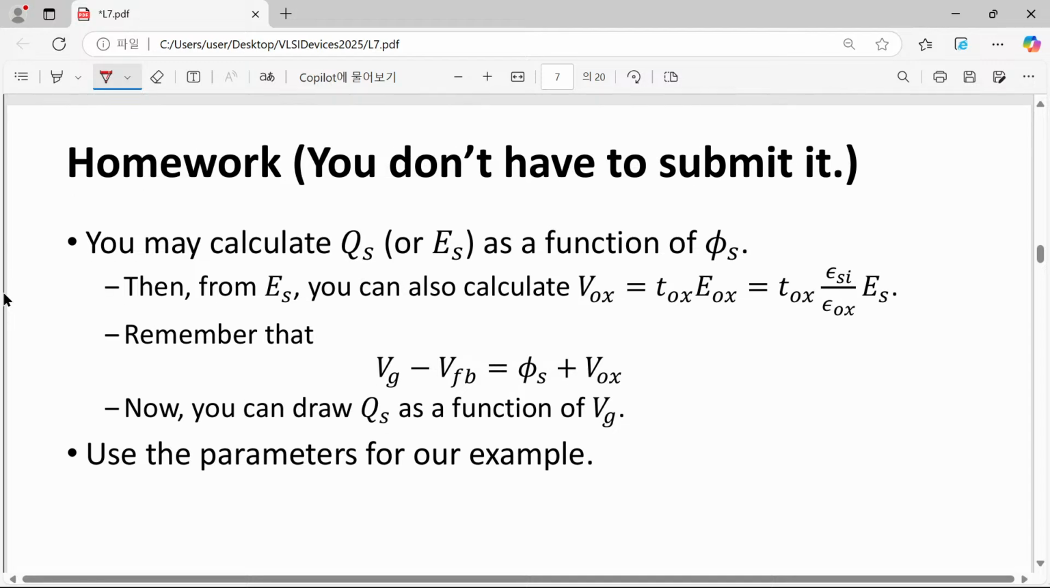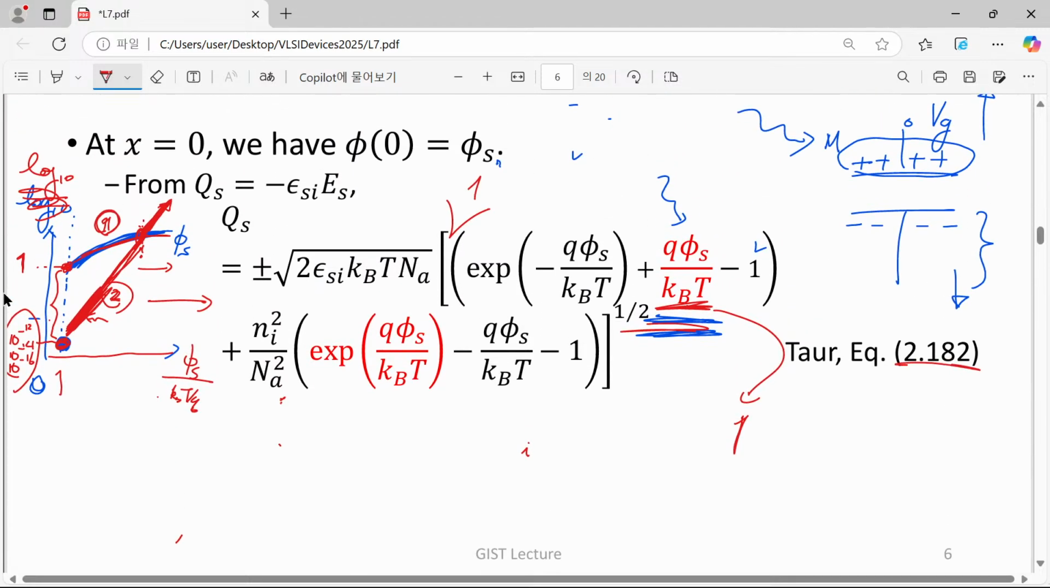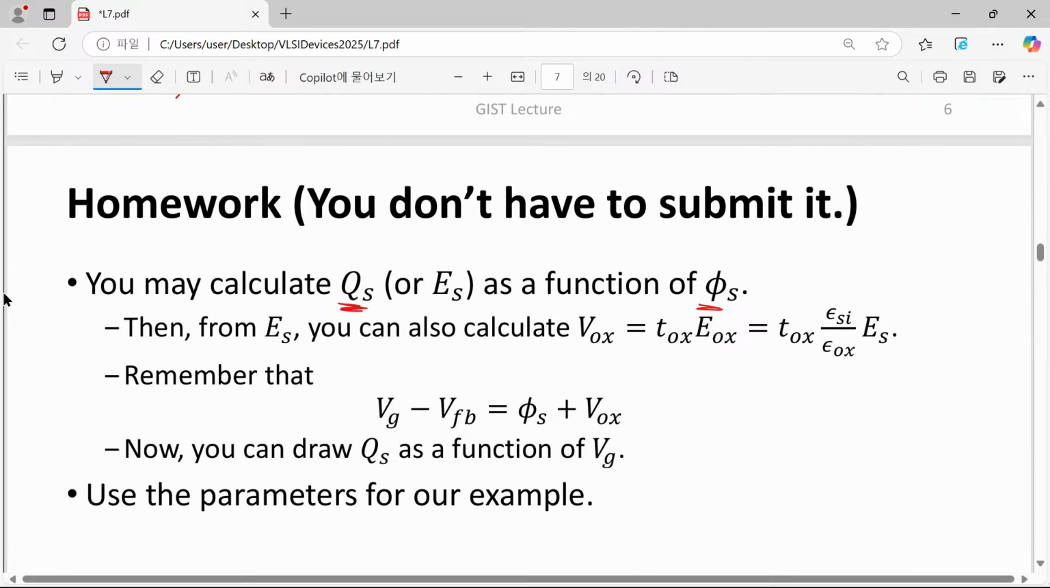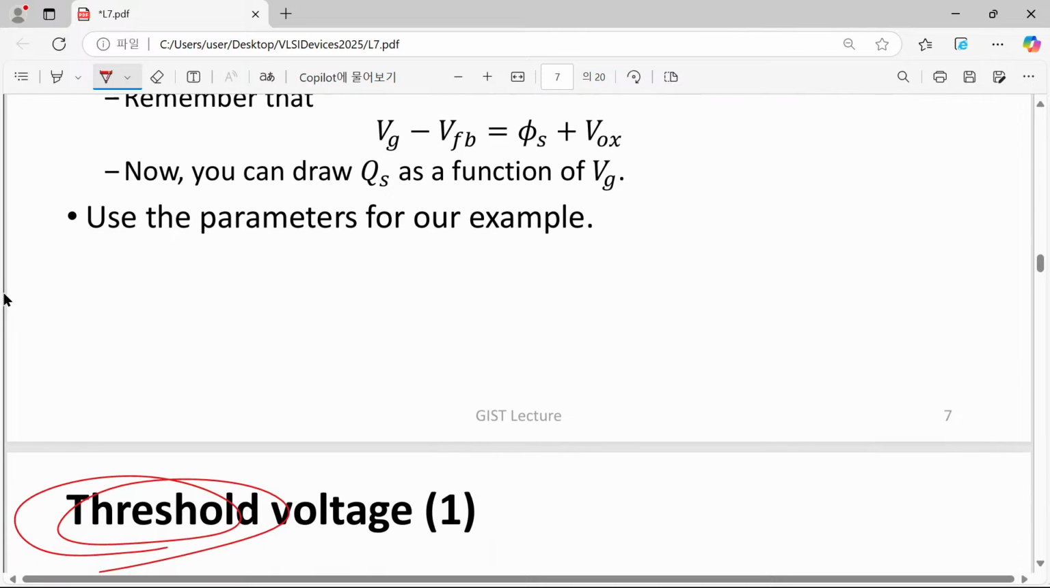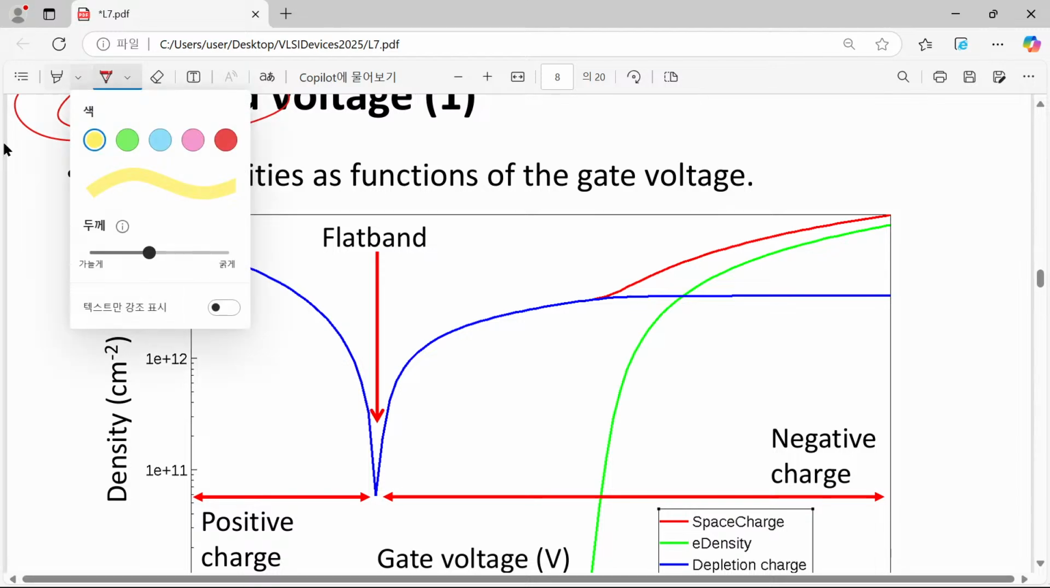Now you have the relation between QS and phi s. Where can we find it? Yes, equation 2.182. Just to draw it. I'm not asking you much intelligence, just to draw it, of course, at 300 Kelvin, using some reasonable numbers. So now you can do it. That is the first part, and the answer is given here. If you draw it, then what you will get is this one.